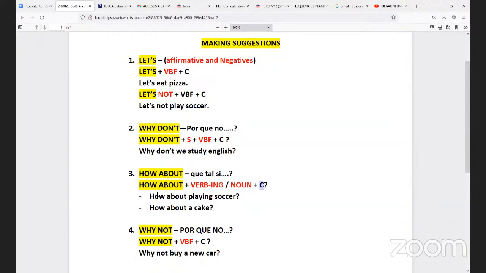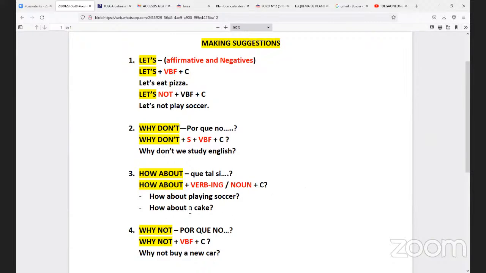So let's see this. For asking about an action, we could use how about playing soccer? So play with ing, playing soccer. ¿Qué tal si jugamos fútbol? What can we do? How about playing soccer? Or if we are in a restaurant and we need to use a noun, let's eat something. I don't know what to eat.